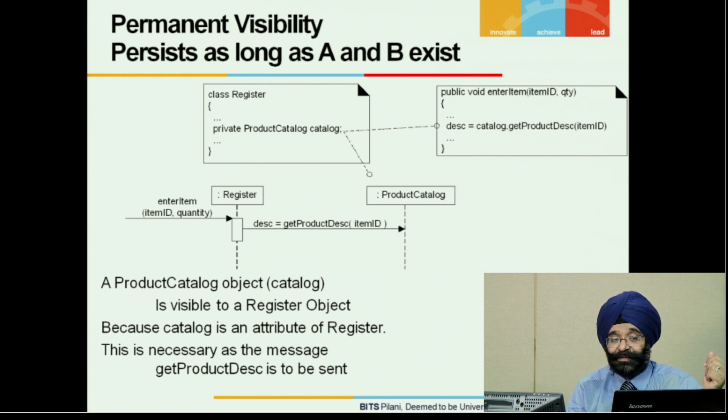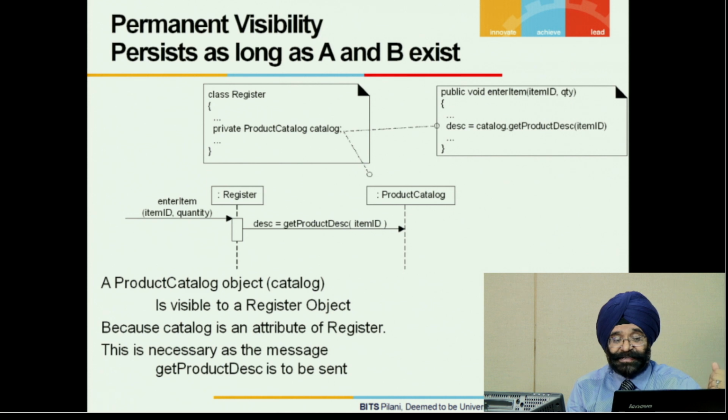Since catalog is an attribute in register, it is visible to any object of register. So later on in the program code, wherever register is instantiated as an object, let's say we will call that object REG. That object REG will be able to access the methods from catalog because catalog is visible to REG.